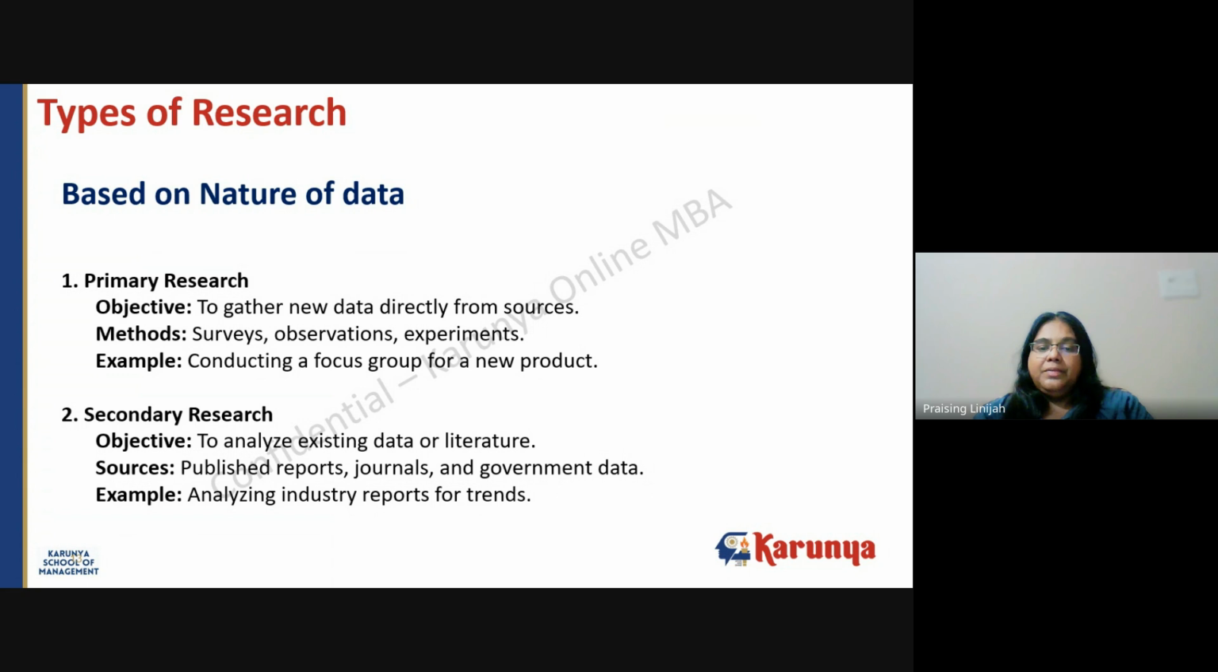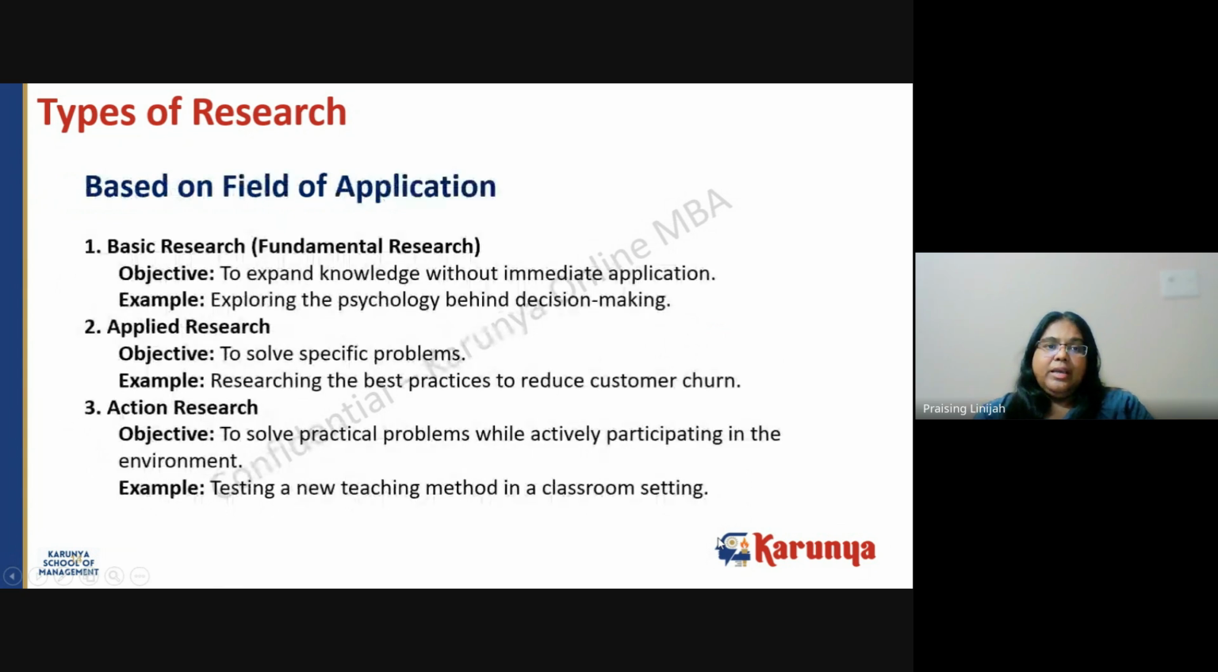Let's continue with this type of research, based on the nature of data: primary research and secondary research. In primary research, the data is directly collected from the sources through methods like observations, surveys, or field experiments. You get the data and analyze it to bring out something that is new. And secondary research is to analyze existing data or literature which has already been published, collected, or compiled by authors who have done research in the past.